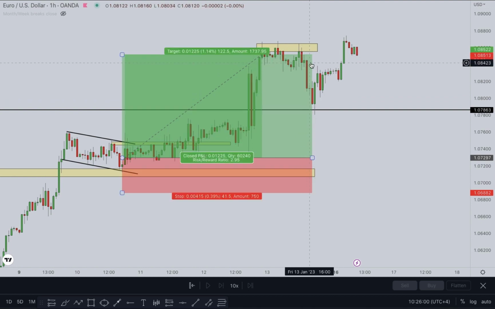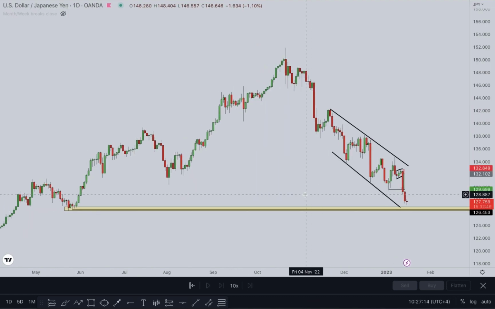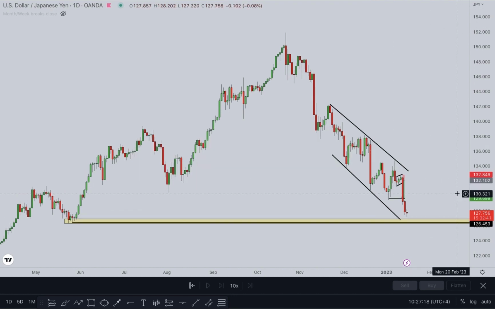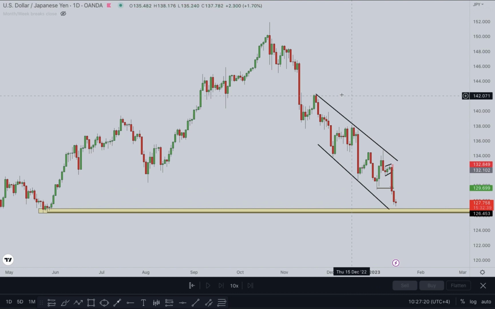So this was a very nice entry that we took just by comparing the DXY and the EURUSD. Let's also take a look at USDJPY. This structure looks very similar to the DXY, right? Because we're also dealing with the dollar. So on this pair, I was just looking for selling opportunities.